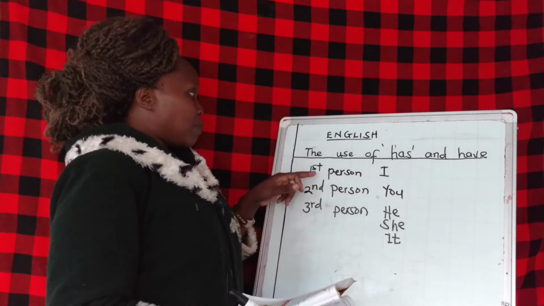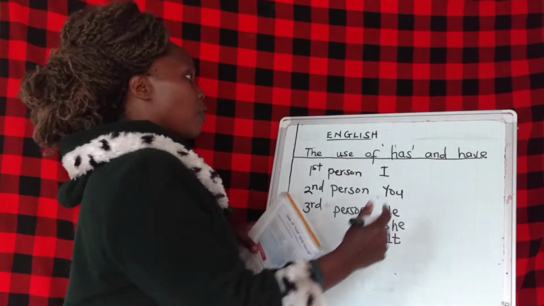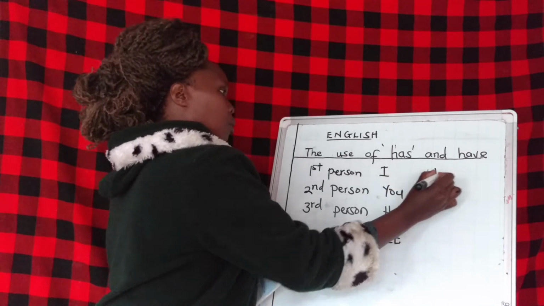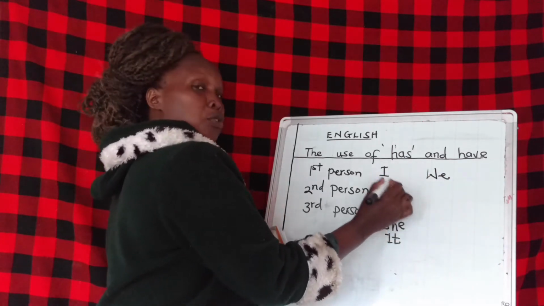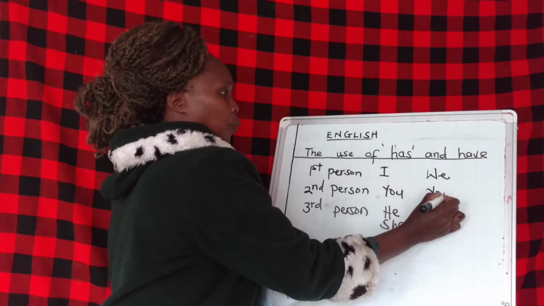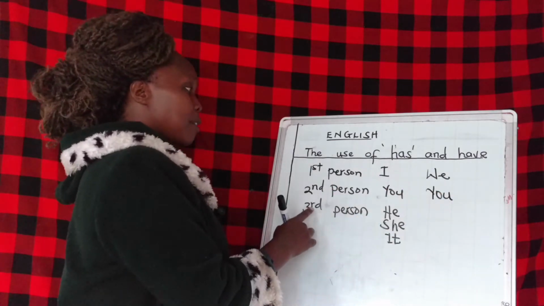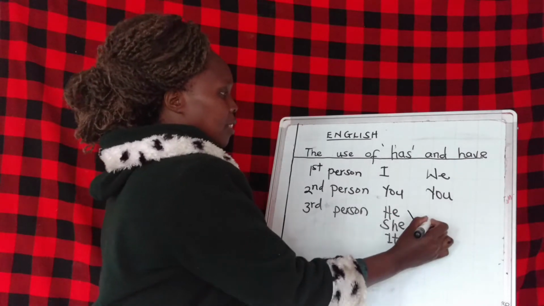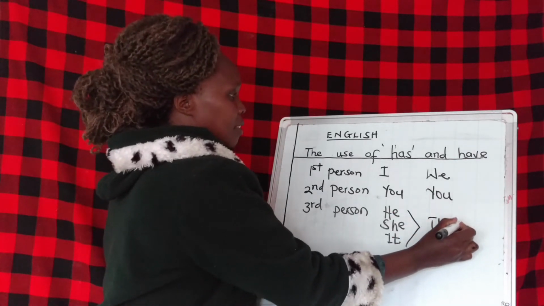In this case, the first person is I. What is the plural of I? The plural of I is we. What about the plural of you? The plural of you remains to be you. That is in the second person. And in the third person, the plural of he, she, and it is the same, which is they.